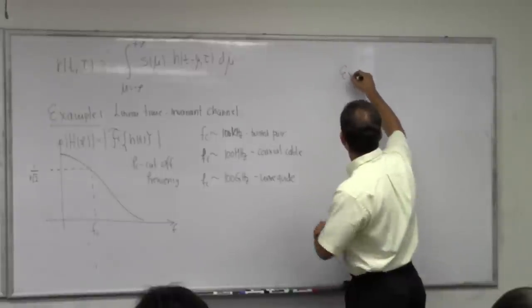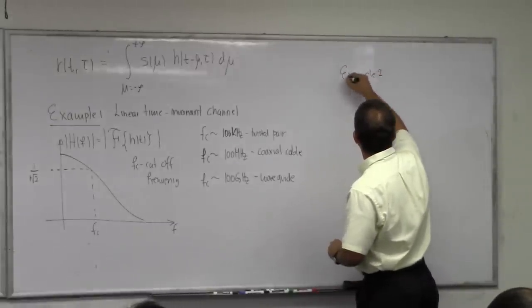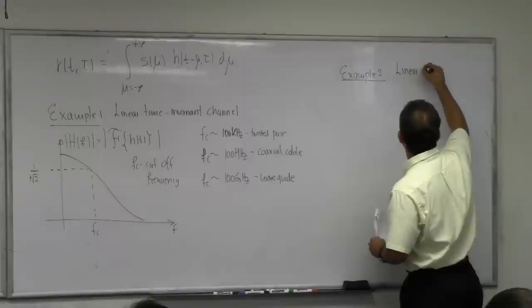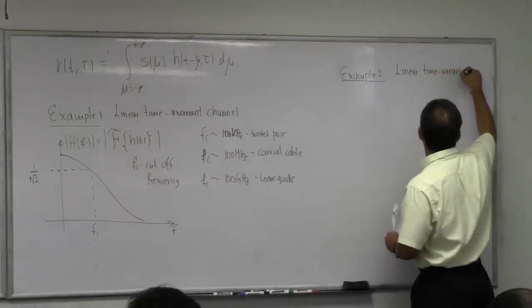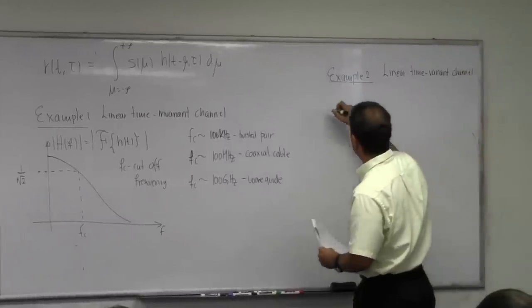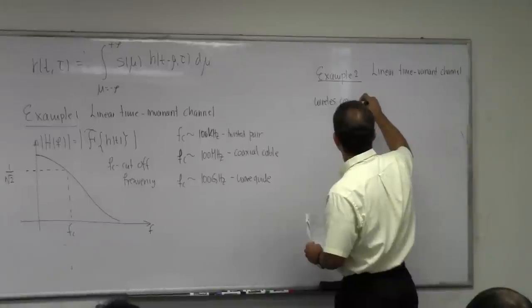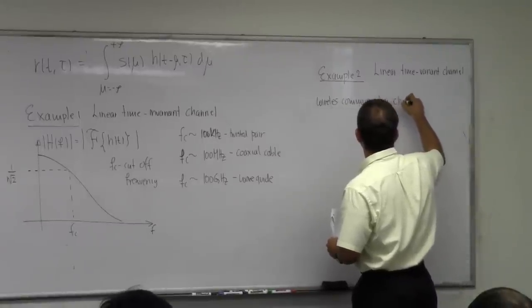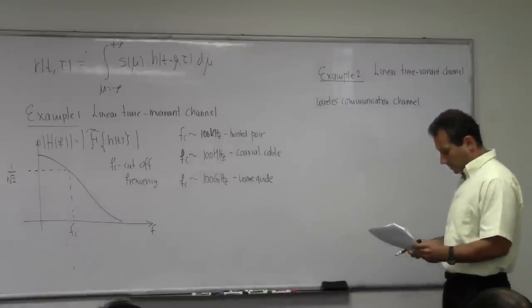Example two. This is a linear time variant channel. An example of that is your wireless communication channel.